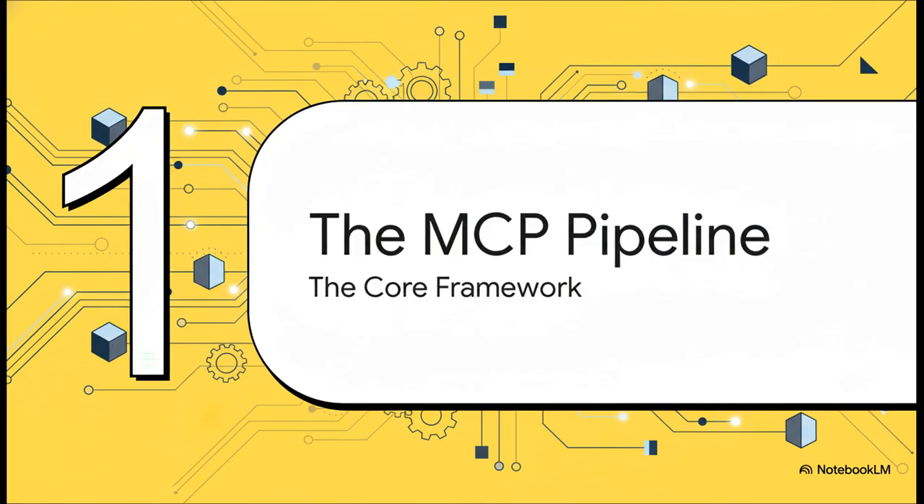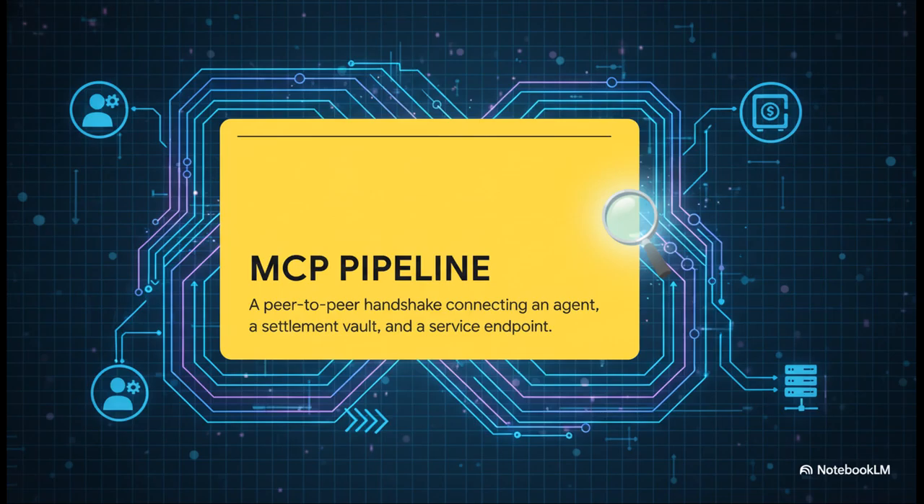Well, it all starts with its foundational structure, what's called the MCP pipeline. You can think of this as the core framework that makes everything else even possible. So what is an MCP pipeline? At its heart, it's basically a highly structured peer-to-peer handshake. It's this dedicated programmatic path that connects an agent that wants something, a vault to secure the payment, and an endpoint that actually provides the service. It's like the dedicated highway system for autonomous value exchange.